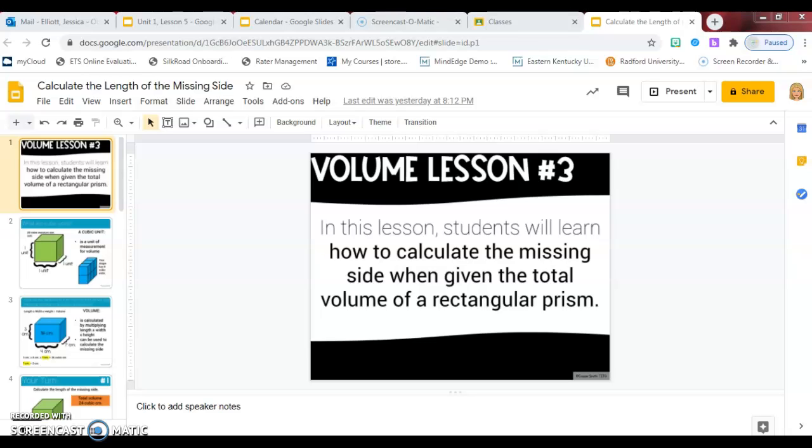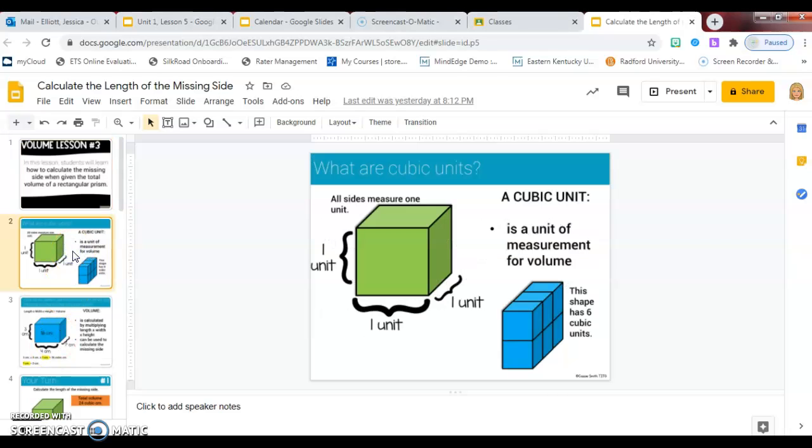All right, fifth graders, in this lesson you're going to be learning how to calculate the missing side when given the total volume of a rectangular prism. That means you're going to be given the volume and two sides, and you have to figure out what the missing side is. Remember, all sides measure 1 unit. So this is length, width, and height.